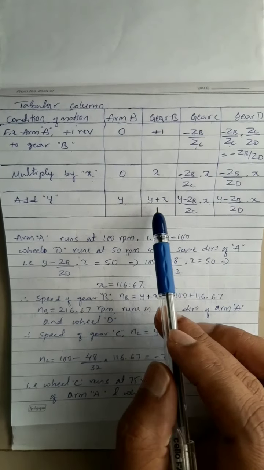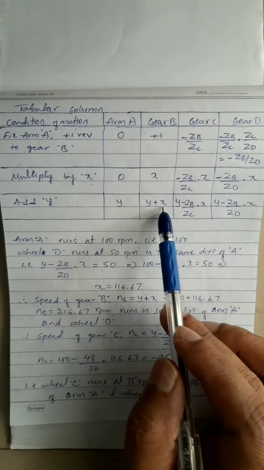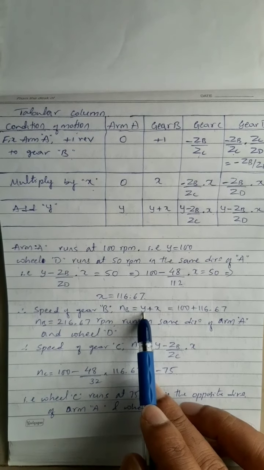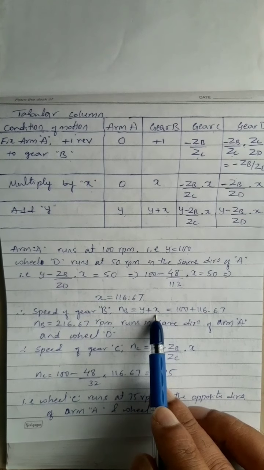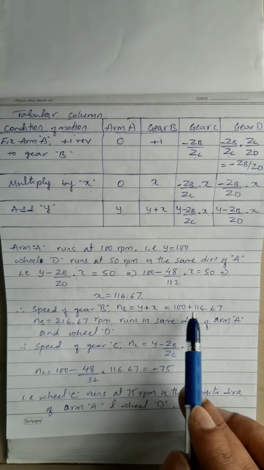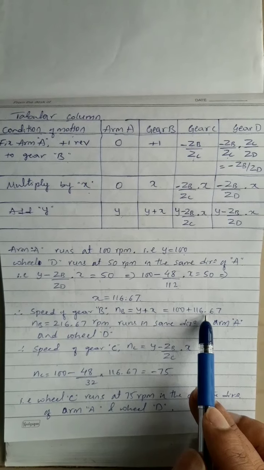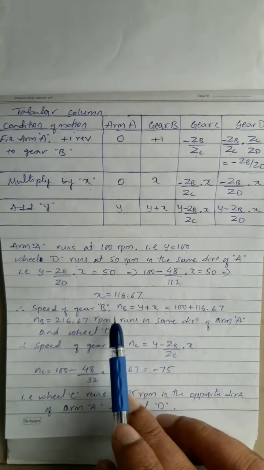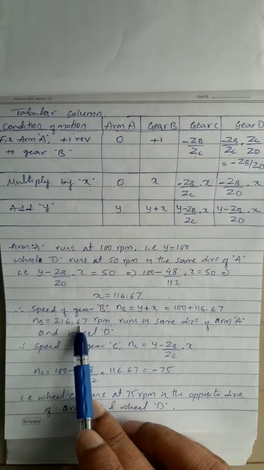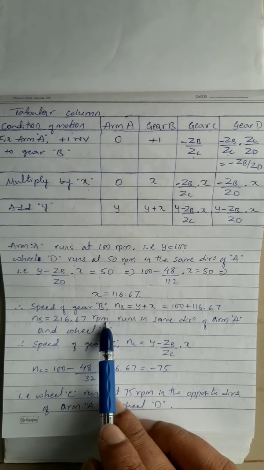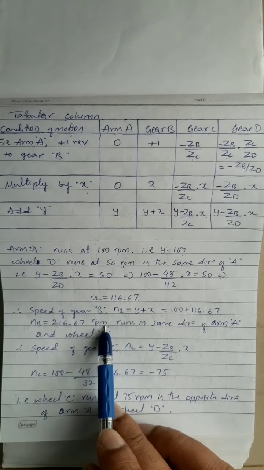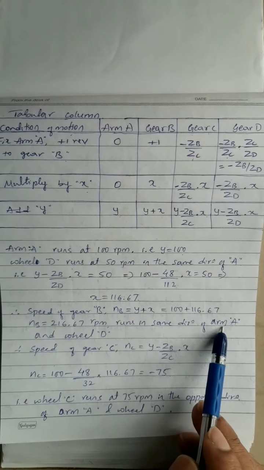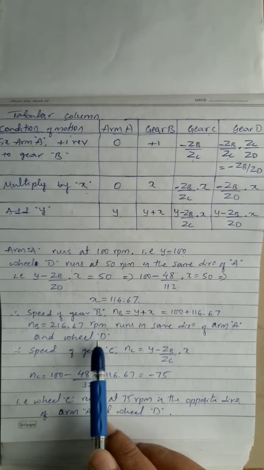Next, we'll consider the speed of gear B. The speed of gear B equation is y plus x. So speed of gear B is equal to y plus x, with y value 100 and x value 116.67. By adding these two, we get the speed of gear B as 216.67 rpm, and it has a positive sign, therefore we can say it runs in the same direction as arm A and wheel D.